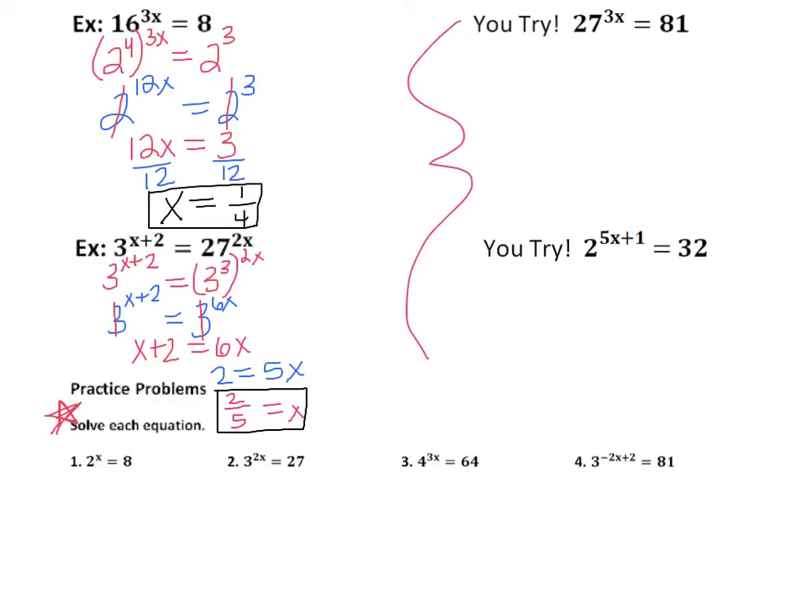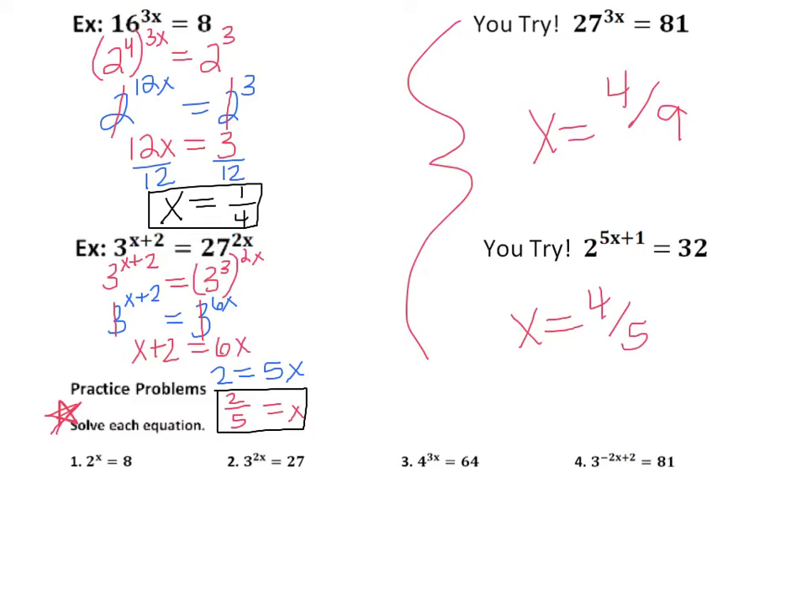Alright, sorry about that. Again, try all of these problems and then check your answers. Make sure you got them right before you do the homework, because then otherwise you'll be doing the homework all wrong. Okay, for the first you try, x is equal to 4/9. For the second you try, x is equal to 4/5.